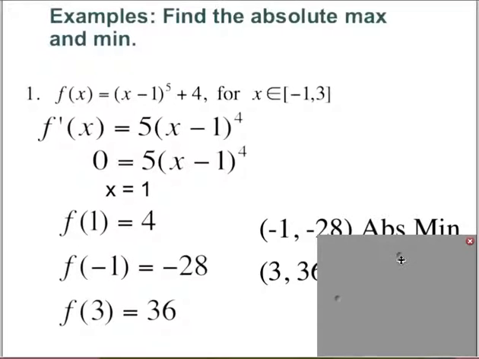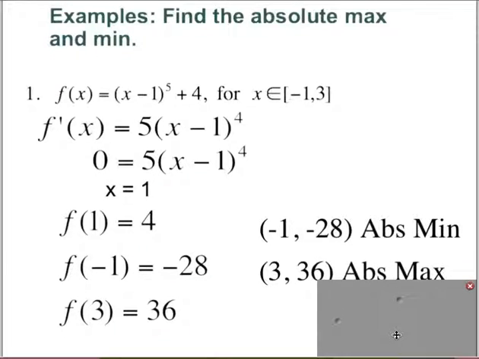And so that is telling us the one that has the smallest y value, which is negative 1, is the absolute minimum. And the other endpoint, 3, is the absolute maximum. So f of 1 equals 4 is a critical point because that's when the first derivative is 0.